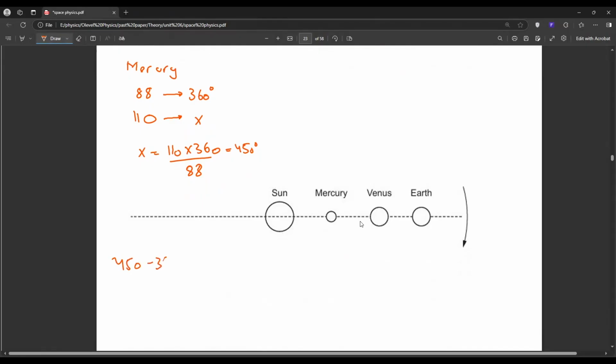450 minus 360 will be equal to what? 90 degrees. So, after 110 days, Mercury will be here. Make sure you draw with a compass or at least draw with a good drawing, at least, not like me.